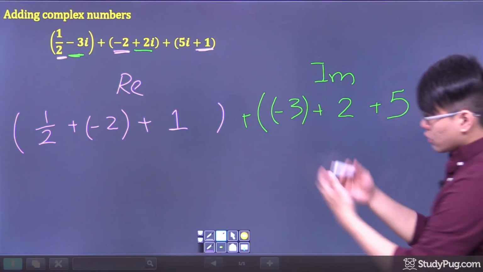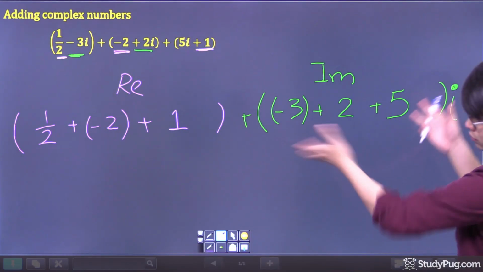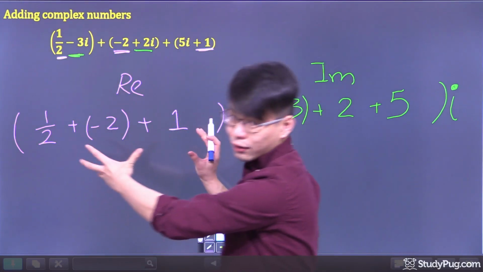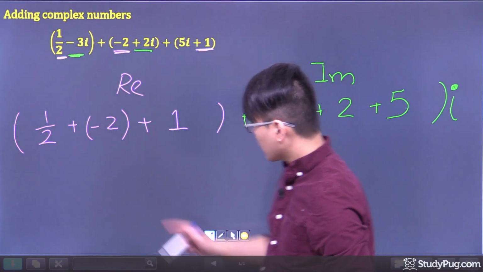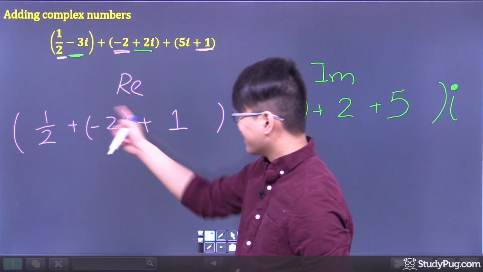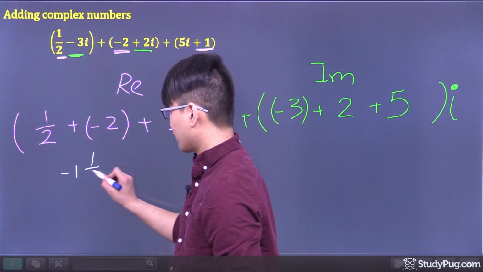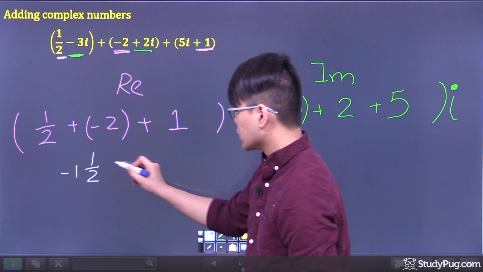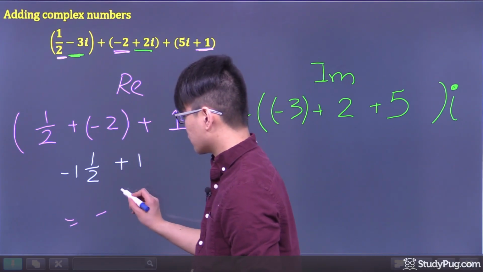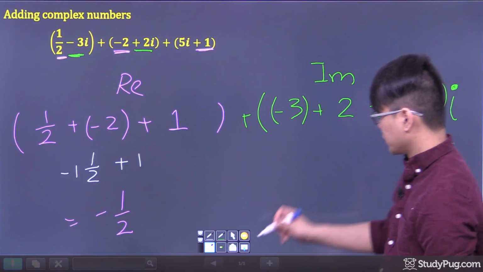Okay, so we've just finished grouping all the real parts together, and all the imaginary parts are now together as well. So let's evaluate everything within these brackets. Okay. For this guy here, we have 1/2 plus -2. That's going to give us -1.5, right? Plus 1. So this is going to give us -1/2, right?